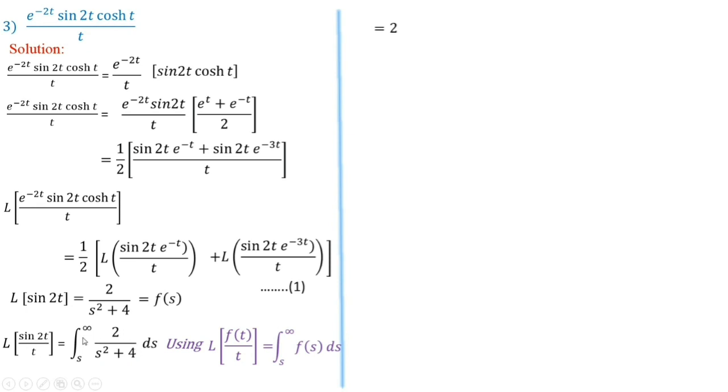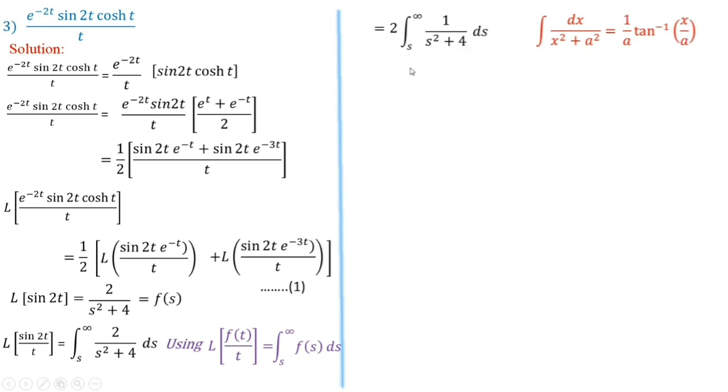Now here 2 is constant, take outside of integration. This is equal to 2 into integration from s to infinity 1 upon s square plus 4 into ds. By using the formula integration of dx upon x square plus a square is equal to 1 upon a into tan inverse of x upon a. Here value of a is 2.